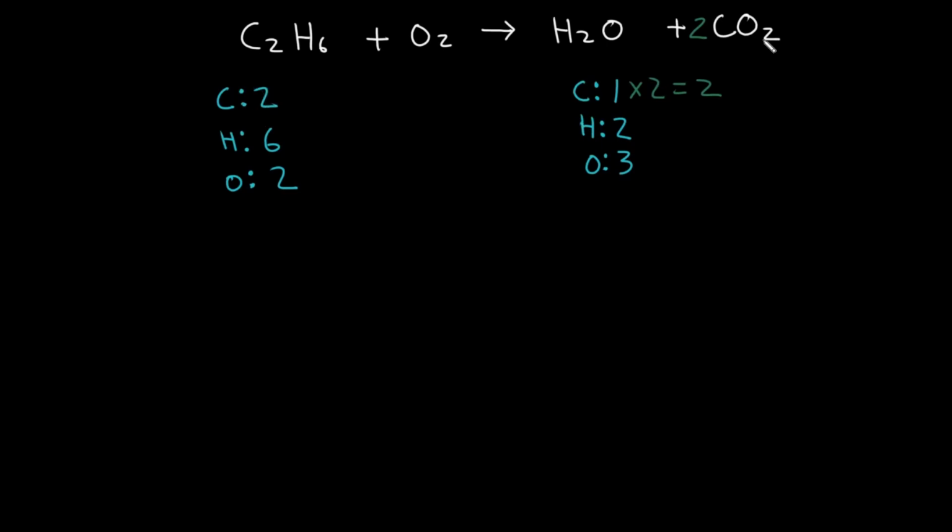But this will also multiply the oxygen. So we have 2 here, 2 times 2 is 4. 4 plus this oxygen is 5. So we can say 3 plus 2, we have 5 oxygen atoms on the product side right now.